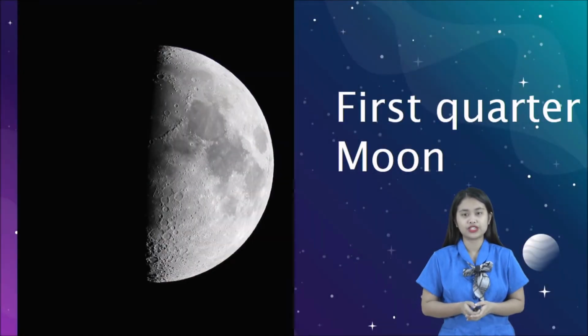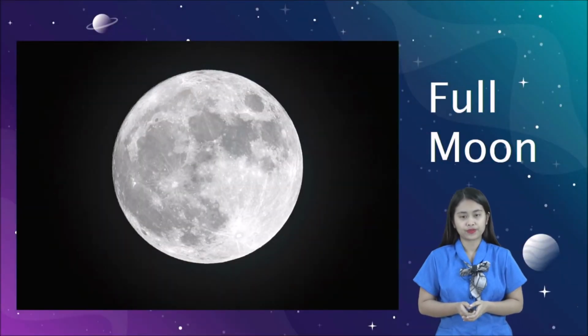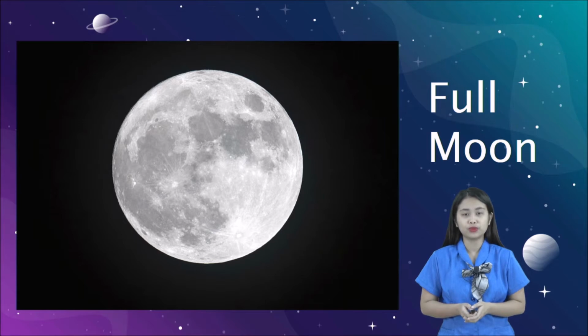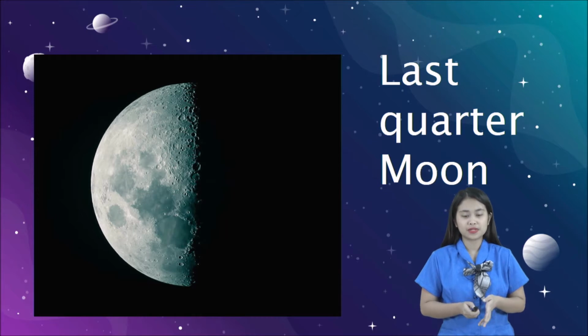Next is first quarter moon. As you can see, the light is only reflected at half of the moon. Next is full moon. As you can see, the whole moon has light from the sun. The light is reflected from it. And the last one is the last quarter moon. It seems like the first quarter moon, but on the other side of the moon. Now, get your reading big book and open it to page 45, for you are going to read the passage.